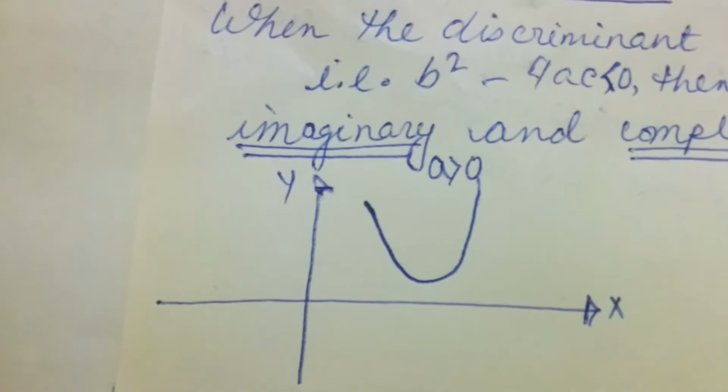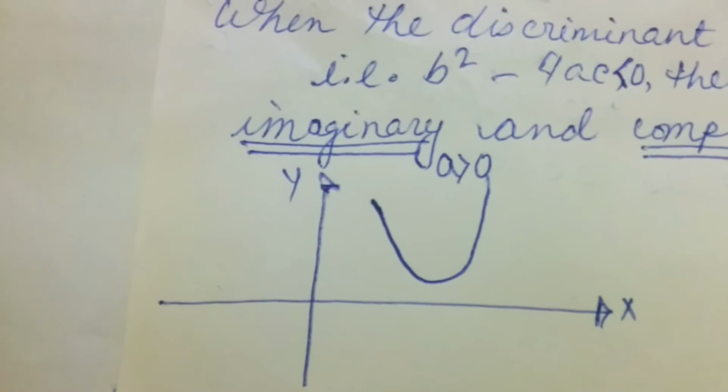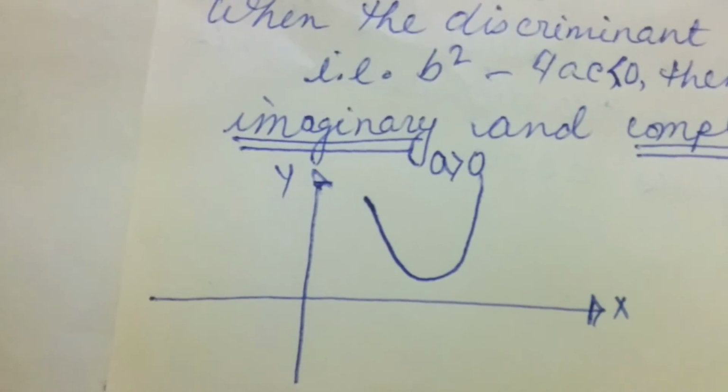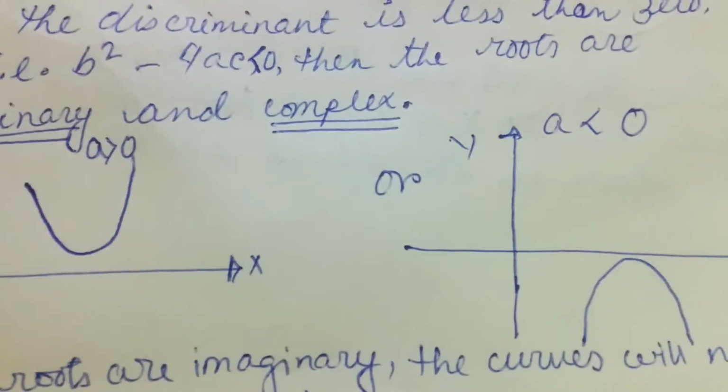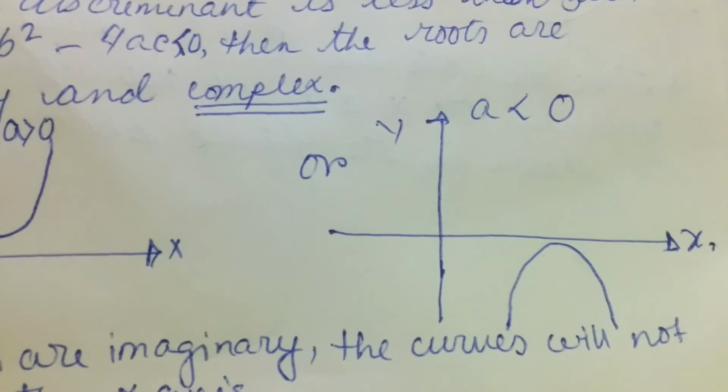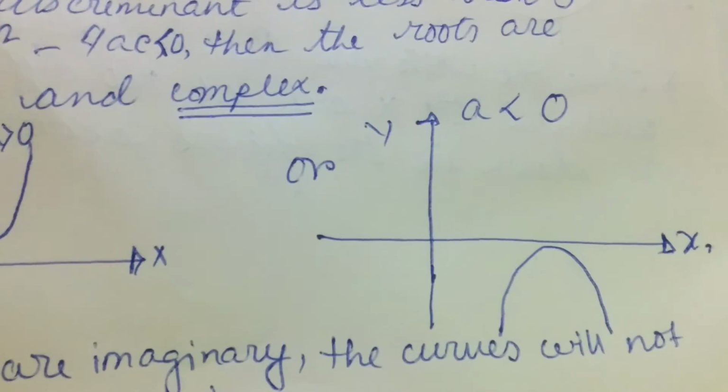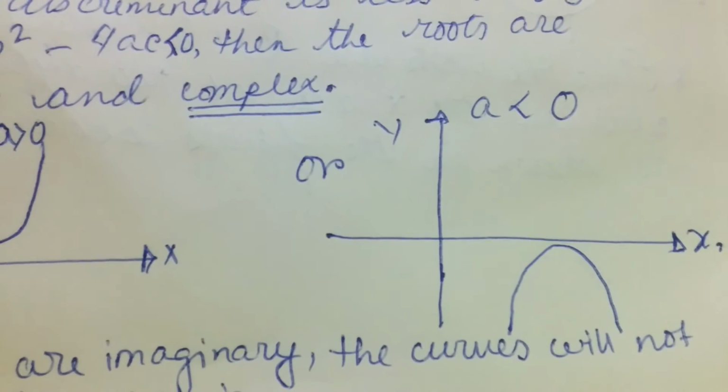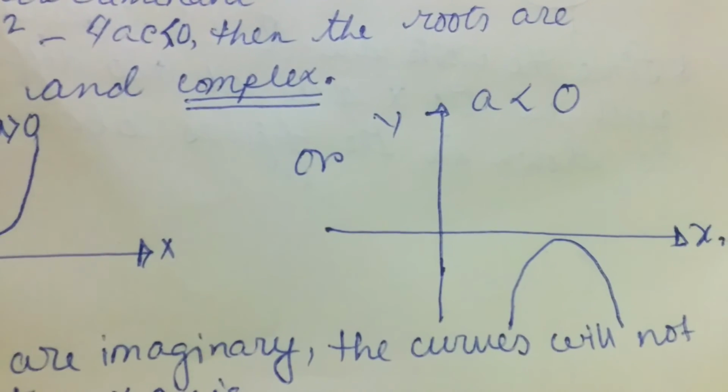See, the happy face is not touching at any point of the x-axis, neither is it cutting it. When the coefficient of x squared is less than 0, a similar thing happens. It does not cut or touch the x-axis.